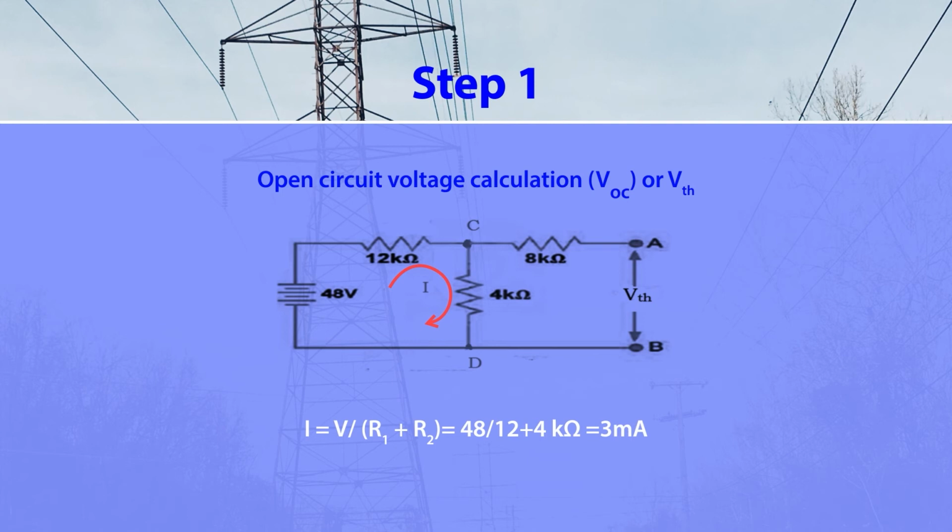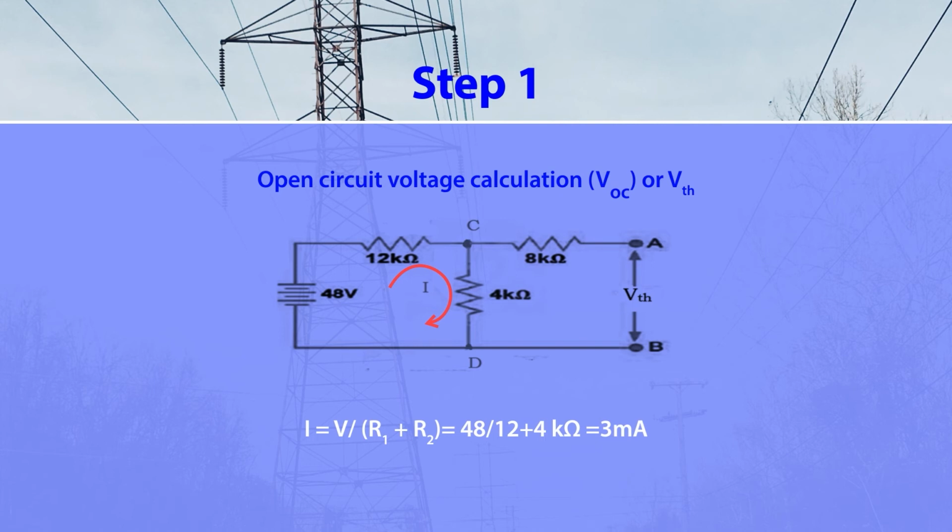So how can you calculate the current flowing through the 4 kilo ohm? There is only one closed path, so whatever current flows due to this voltage source will flow through the 12 kilo ohm and 4 kilo ohm. That current I can be calculated as V upon R1 plus R2, where R1 is 12 kilo ohm and R2 is 4 kilo ohm. So put in the voltage of 48 and resistances of 12 and 4. After solving, you get the current flowing through the 4 kilo ohm resistance, or branch CD, equal to 3 milliampere.